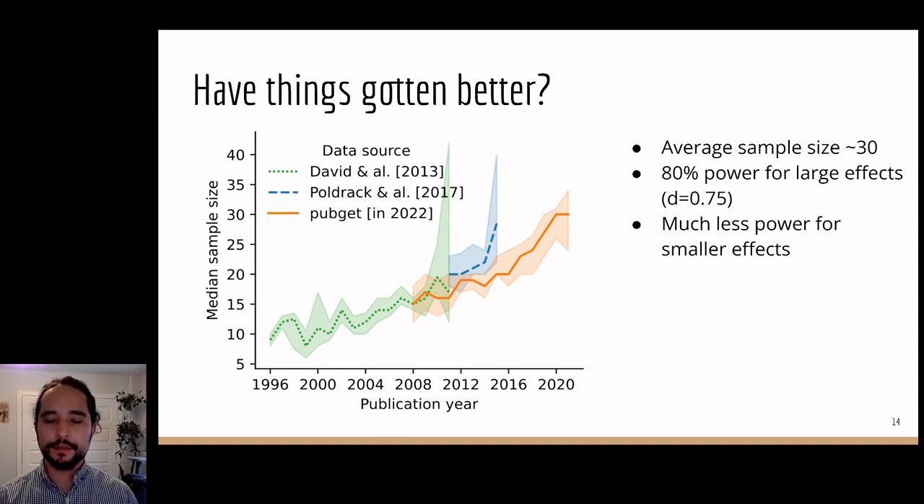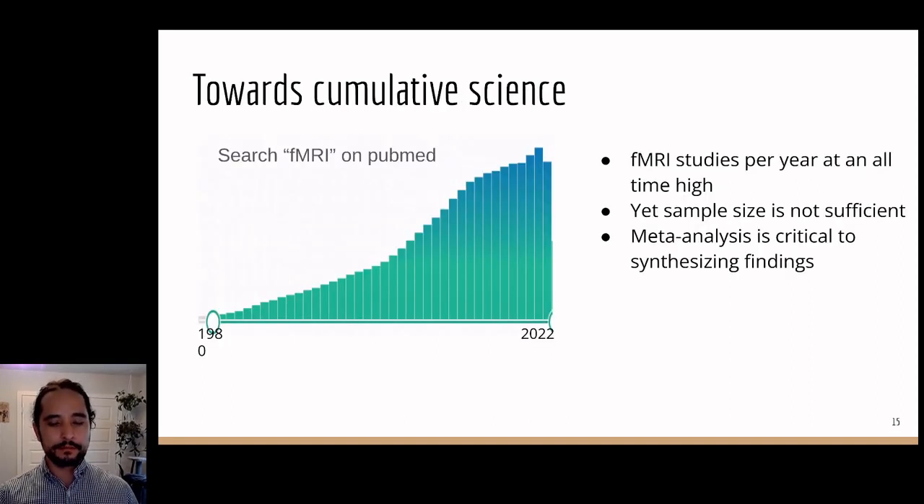So although sample sizes have increased over time, in a recent sample done using PubGet by some colleagues, they found that even in 2022, the average sample size was still around 30, maybe a little bit more than 30. So that means we haven't really improved much on having 80% power for anything much smaller than a Cohen's d of 0.75. So that means for smaller effects, which are probably the norm in cognitive neuroscience, we really don't have enough power. So okay, we're in trouble.